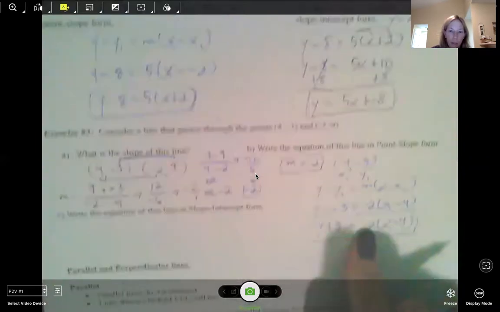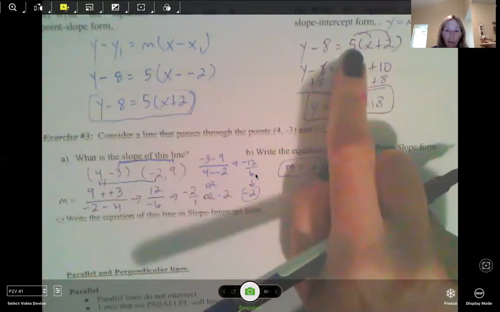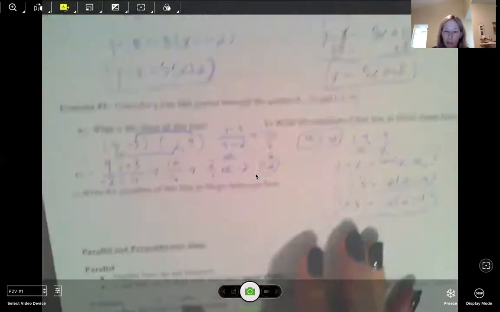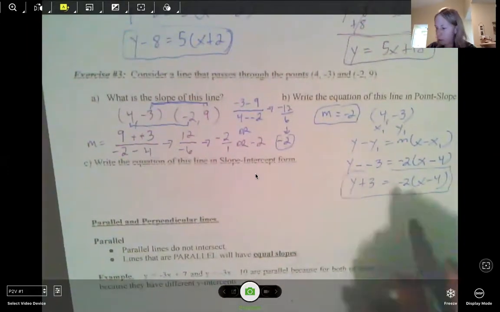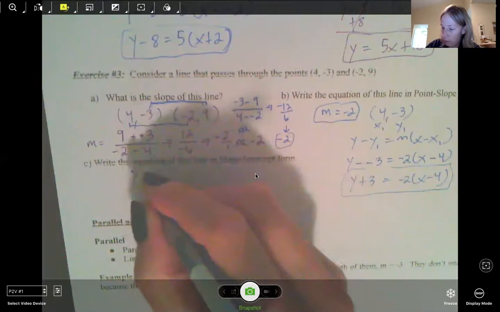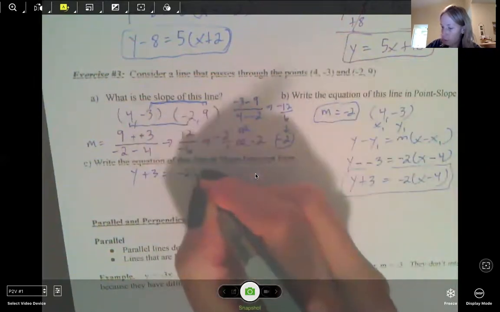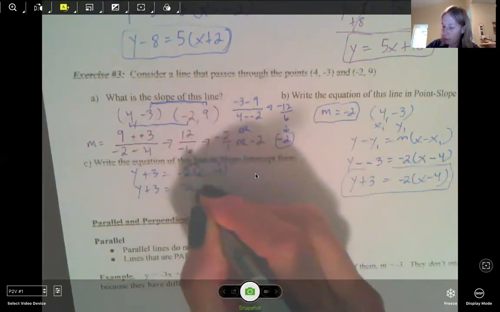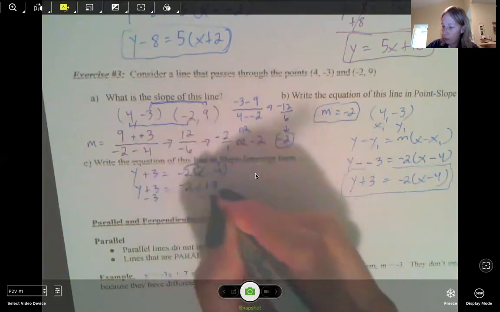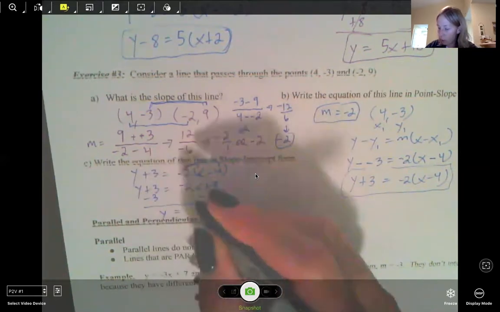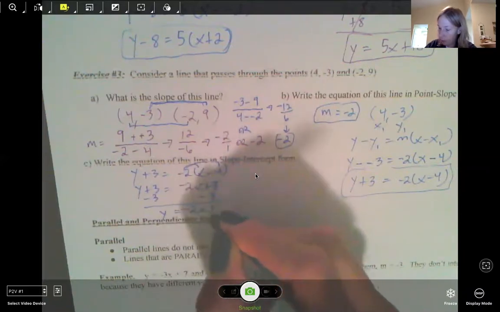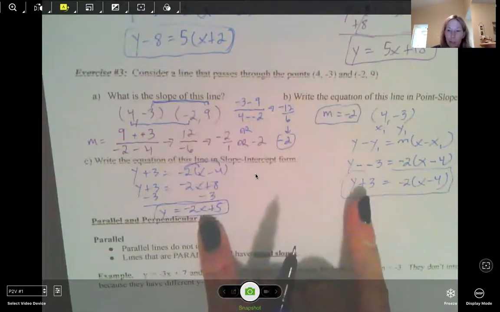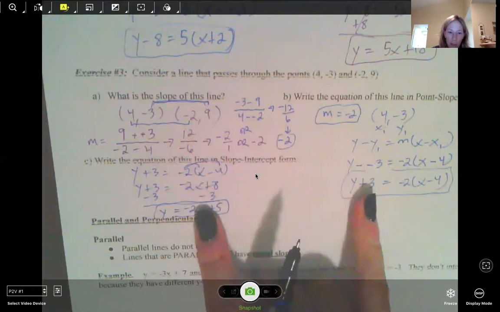And again, just like we did above, once we had point slope form, we were able to distribute and then add or subtract over this constant to get y by itself. And that gives us slope intercept form. So if we start with y plus 3 equals -2 times x minus 4, we distribute that, we get -2x plus 8. And then subtract 3 on both sides. So we end up with y equals -2x plus 5. And again, these equations are the exact same equation, even though they look different. It's just because they're in different forms.